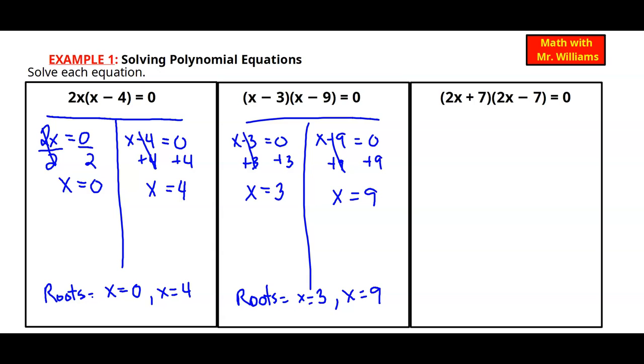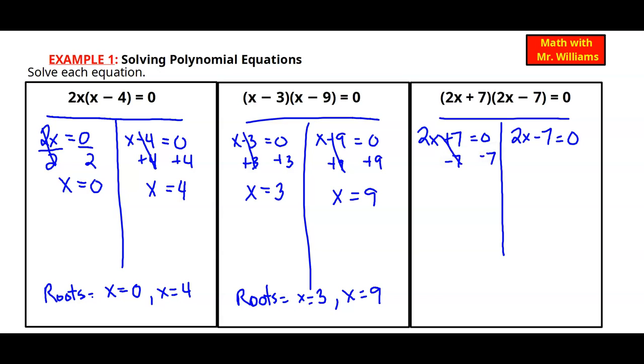2x minus 7 as a binomial, and that equals 0. So again, we're going to go ahead and use that t-chart. So we have 2x plus 7 equals 0, and 2x minus 7 equals 0. To cancel this out, we're going to start off by canceling out the addition first. So to cancel addition, we subtract 7 from both sides, giving us 2x on the left equals 0 minus 7, which is negative 7.